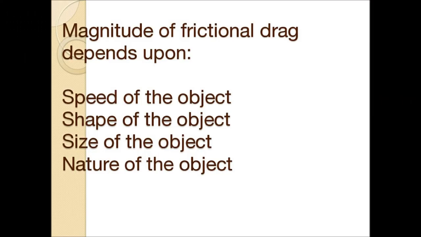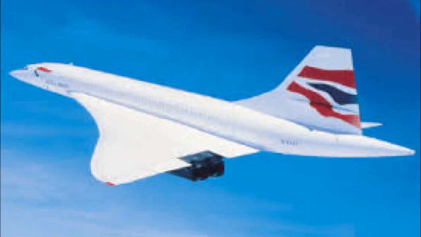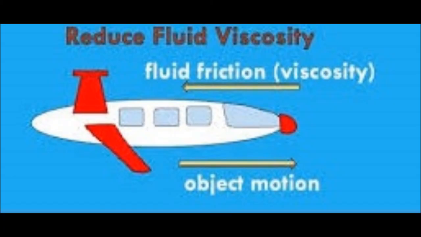The magnitude of frictional force or drag exerted by a fluid on an object moving through it depends on four factors. Number one, the speed of the object. Number two, the shape of the object. The size of the object is the third one. And the fourth one is the nature of the fluid or viscosity of the fluid. Let us now discuss this one by one.